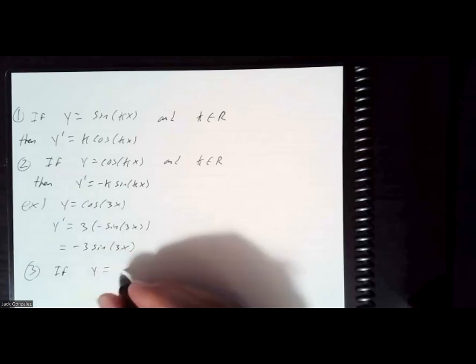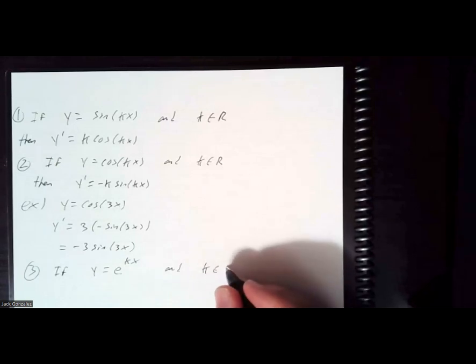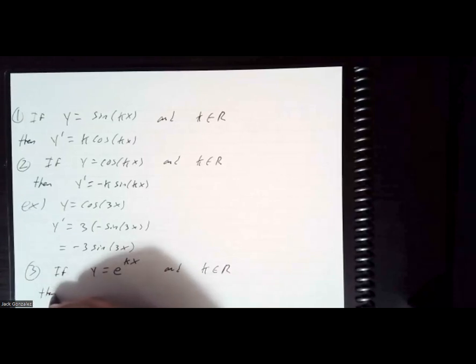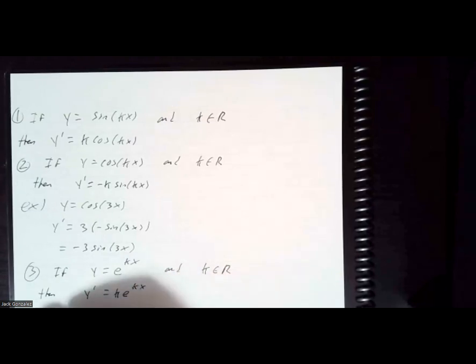If y equals e to the kx, and k is an element of the real numbers, then y prime is equal to k times e to the kx. So for example, if y is equal to e to the 2x, y prime is 2 times e to the 2x.